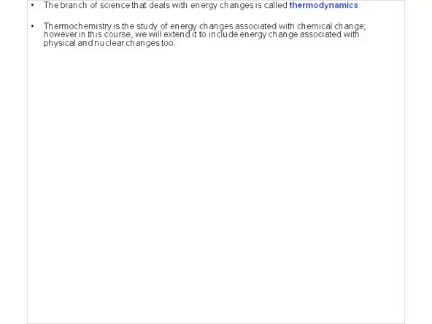The branch of chemistry that deals with energy changes is called thermodynamics, or the branch of any science, I suppose, because you can deal with thermodynamics in physics as well. In our case, we're going to be looking at the chemical aspects of thermodynamics, which is thermochemistry. Thermochemistry is the study of the exchange of energy in chemical reactions, physical processes, and nuclear reactions as well.